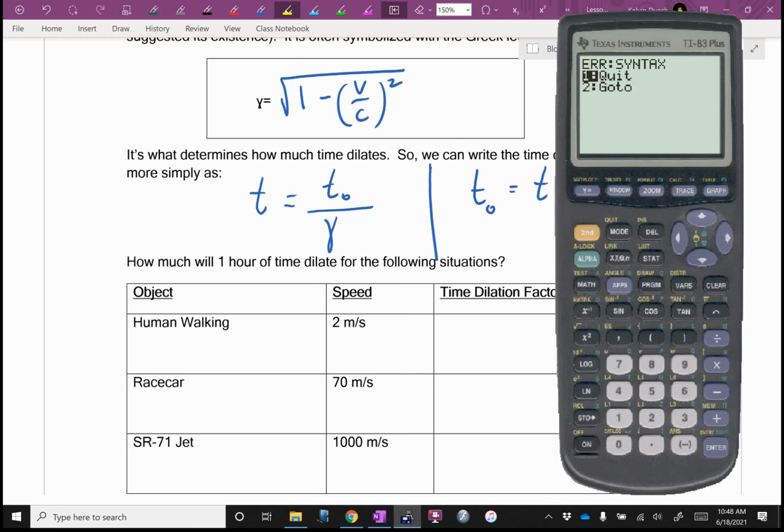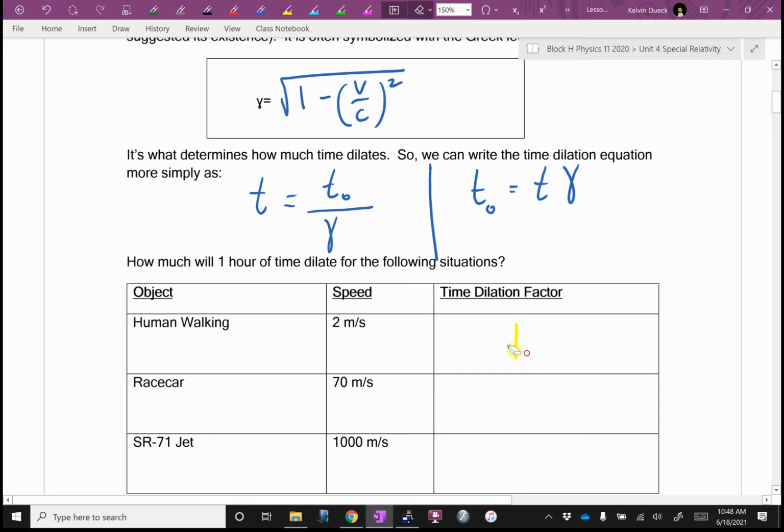So what's up? Let me go back. 1 minus, I've got to put an extra one there. What's the time dilation factor for somebody walking? Really, it's so close to people that aren't walking, it's negligible. Let's go faster. Let's go in a race car.